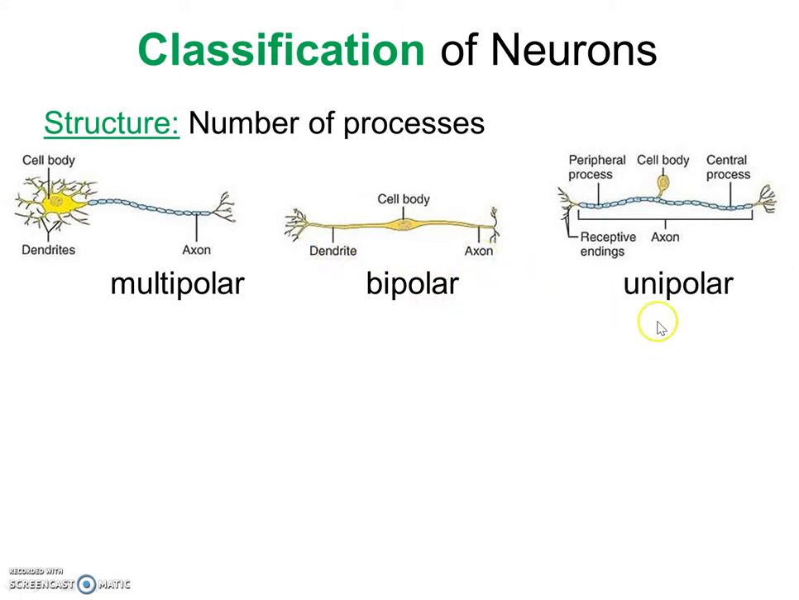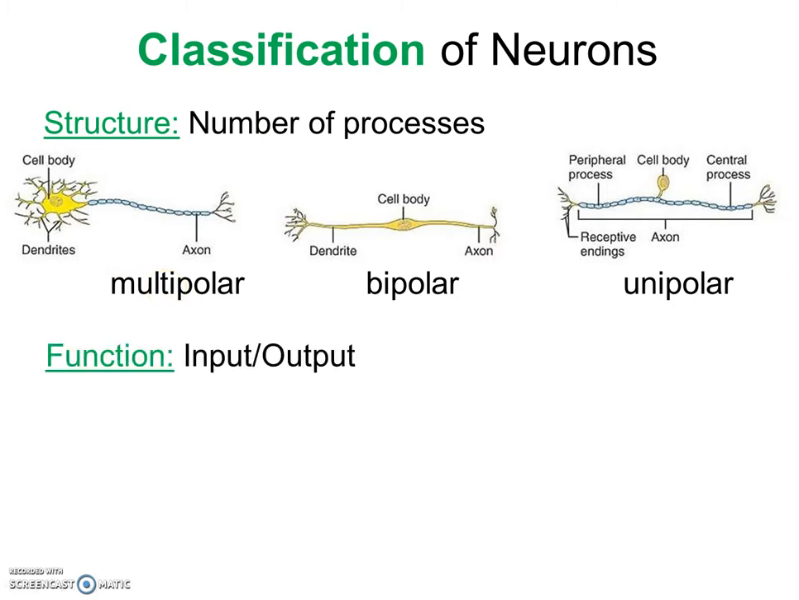And then the last one here is unipolar. This one's kind of weird. Here's the cell body, and you notice there are no dendrites around the cell body. Instead, there's one long axon going through with the cell body off to the side. And these are little receptive endings, little receptive centers. So this one we say is unipolar, uni for one, and in this case, only one axon. By far, multipolar is going to be the most common of the neurons that we'll see.